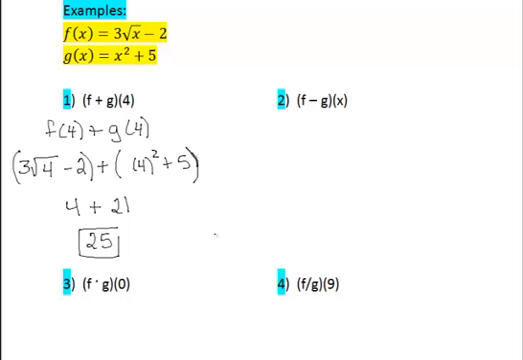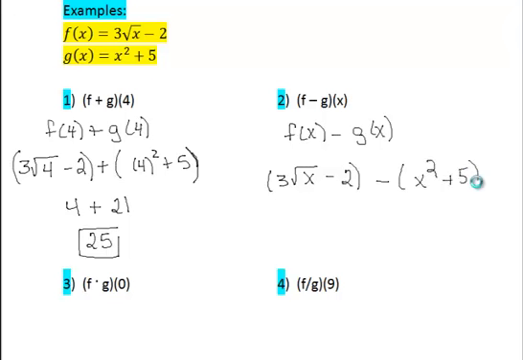Let's do the same thing, but we want to find f minus g of x. So we're not really substituting in for x, we just leave it as x. So we're going to find f of x minus g of x. So we're going to take our f of x, which is the 3 square root of x minus 2, and subtract the x squared plus 5.